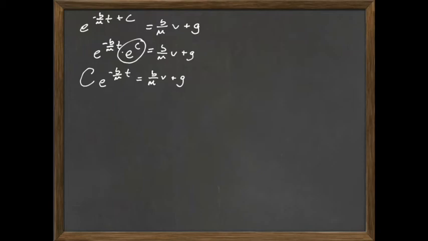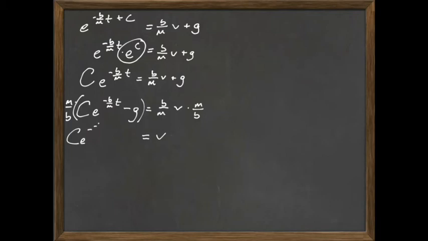Then we're going to subtract g from both sides. And then we're going to move the b over m, so I multiply the whole thing by m over b. On the right side, I've got v. On the left side, m over b times c is just another constant. Then I multiply that here, and I get minus mg over b.